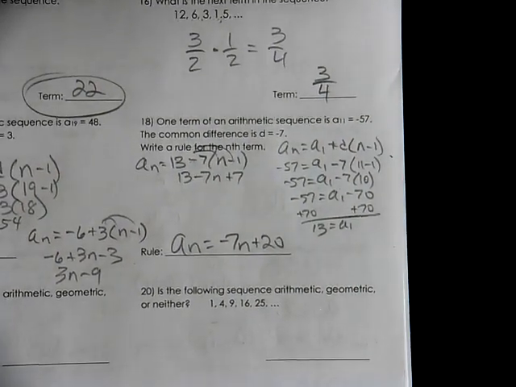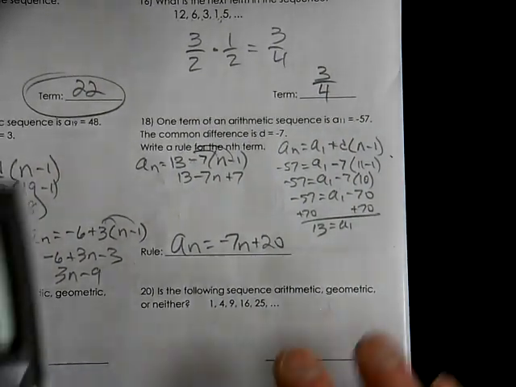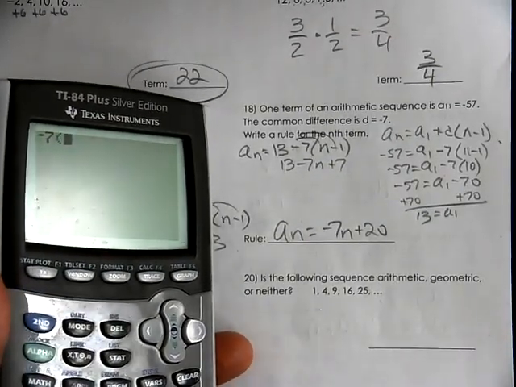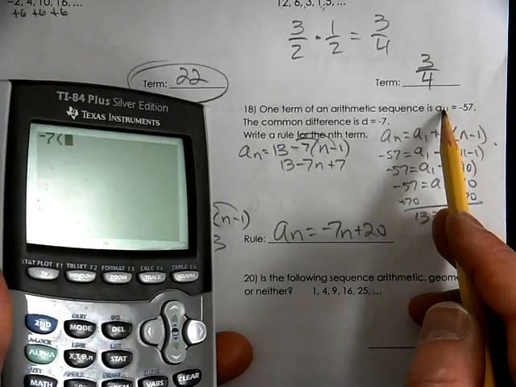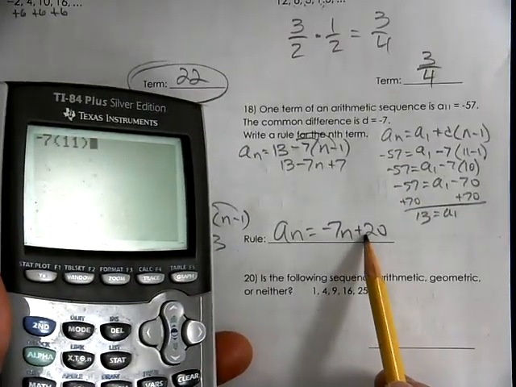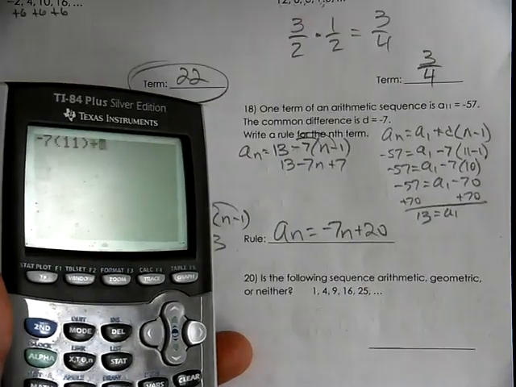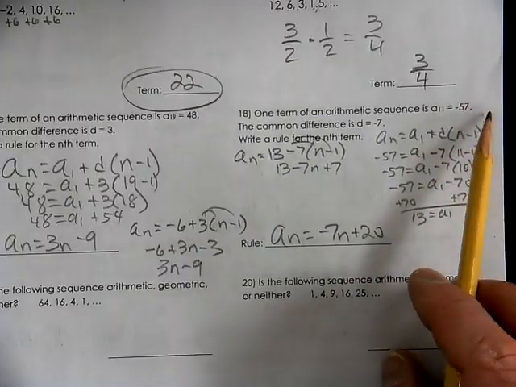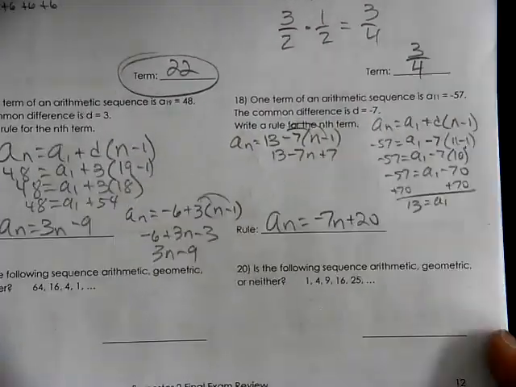And we can test that theory, test that rule. We have negative 7 times my 11th term, add 20 more, that gives me negative 57. Worked out great.